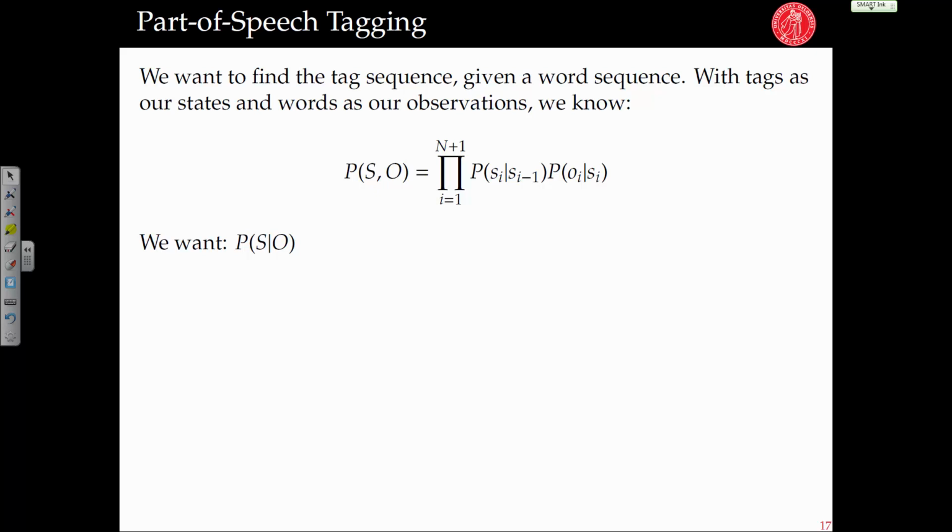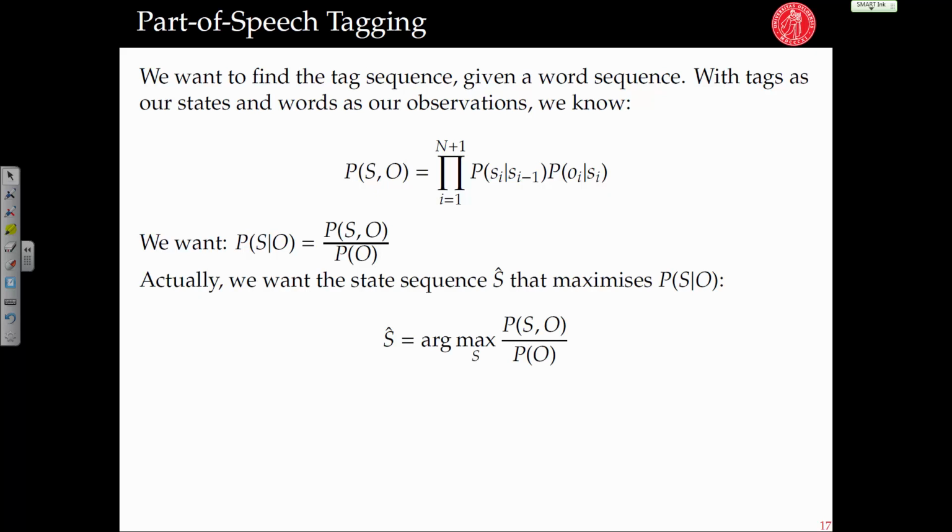What we are interested in knowing is the probability of S given O, right? And this can be written as the joint probability of S and O divided by the probability of O. This is per the definition of conditional probability.